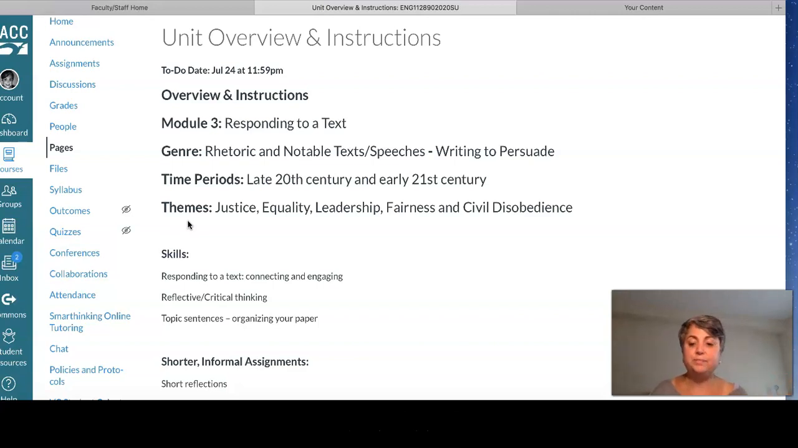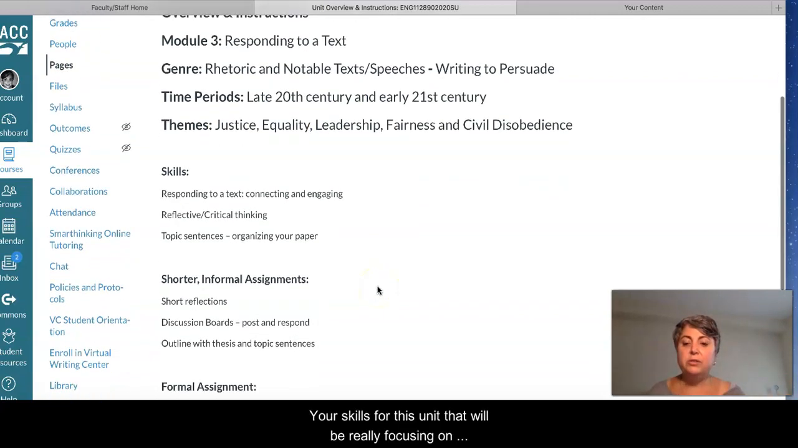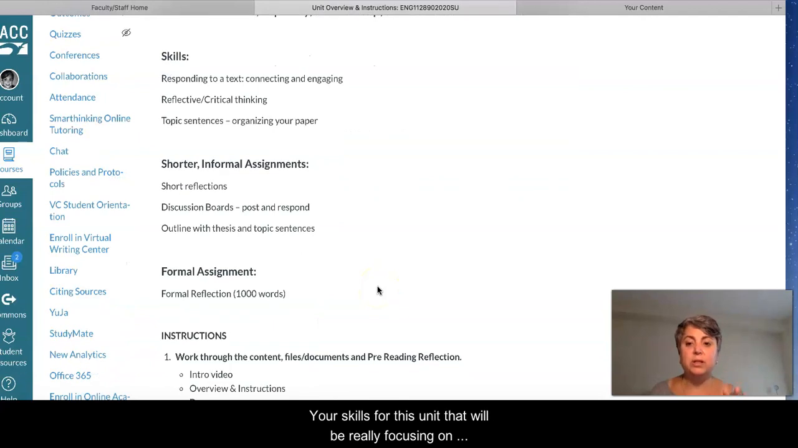Your skills for this unit that we'll be really focusing on: responding to a text, that is connecting with the text on a personal level and engaging with that text. So you're connecting with it, you're really engaging with it. How was the text written? How was it delivered? What kinds of language, imagery, repetition does the speech or the text use? How about when it's delivered?